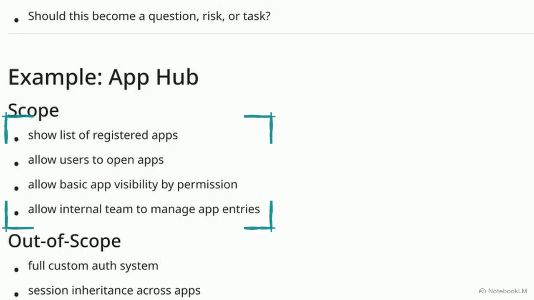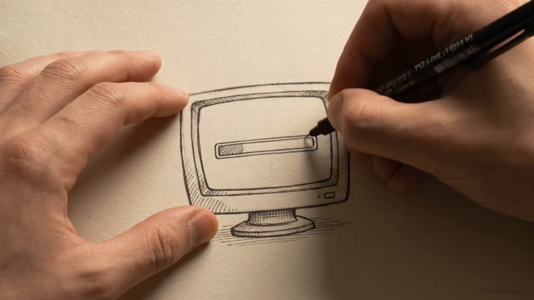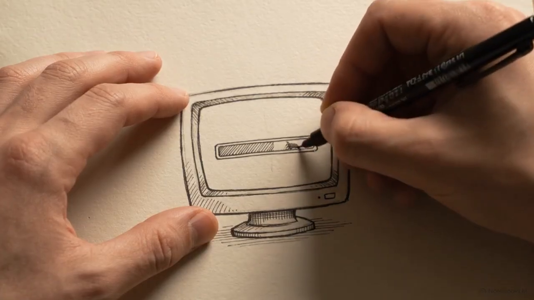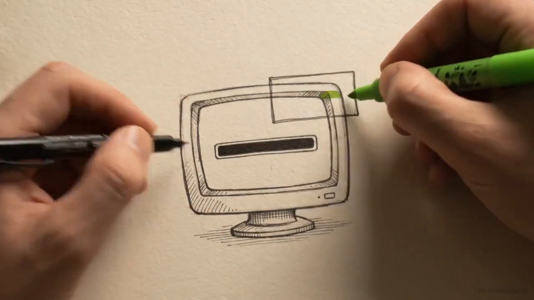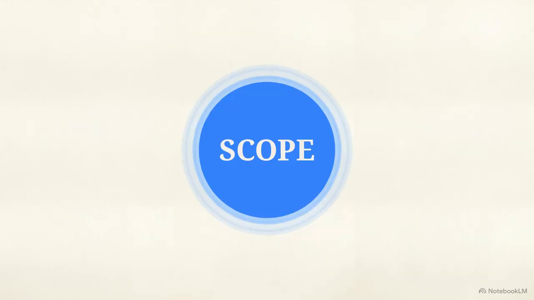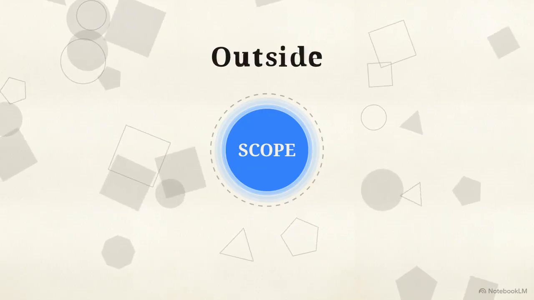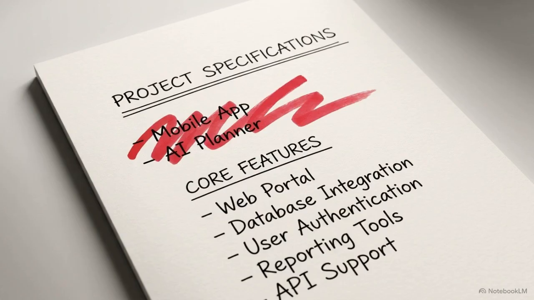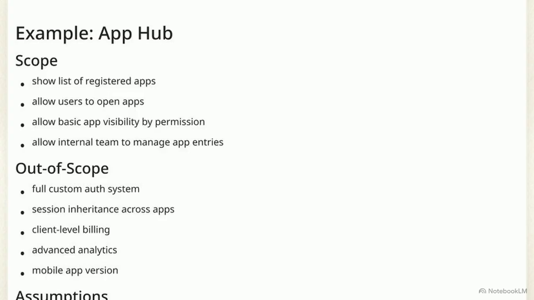Surrounding that active building zone is the outside. We call this out of scope. Strategic exclusion acts as a powerful clarity tool, ensuring the project remains lean and focused. Returning to the App Hub documentation, the out-of-scope list explicitly rejects several complex features for Phase 1. A full custom authentication system, session inheritance, client-level billing, and advanced analytics are entirely off the table.